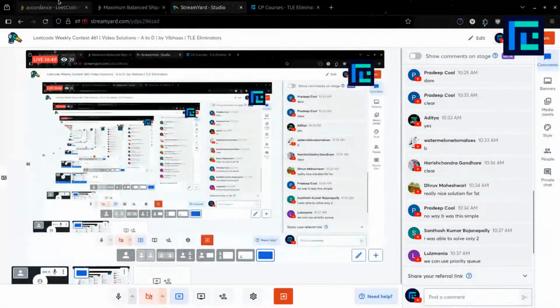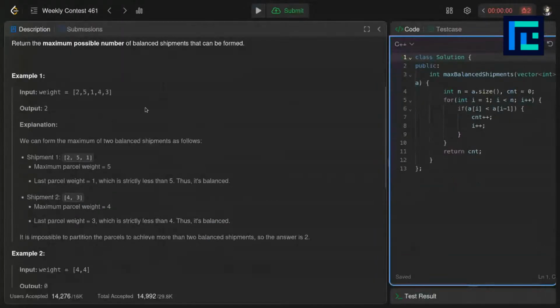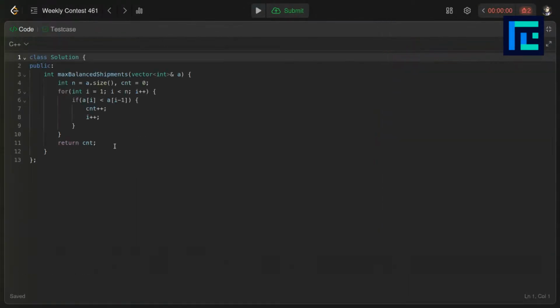Okay, so I'll show you the code for this. N is the size of the array. I renamed the array to A just to simplify. Count is starting at 0, so these are the number of shipments which we found. We go from i equals 1 till n. If a of i is less than a of i minus 1, so the current element is lesser than the previous one, we can make a shipment of size 2. The previous one will be the max element and the current one will be the small element. In that case, I do count plus plus, i plus plus. Once this whole loop is done, I will return the count.